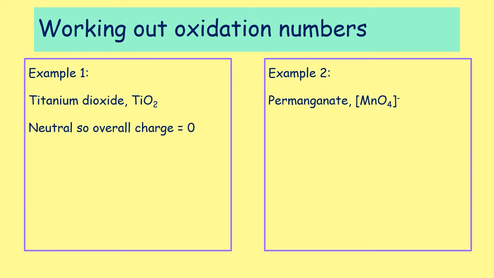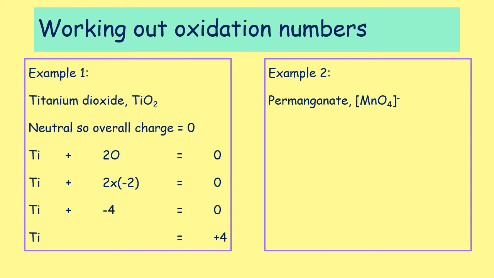Titanium dioxide has a neutral charge, which means the sum of all the oxidation numbers must equal 0. We can just break it down into a sort of algebra. We've got 1 titanium, we've got 2 oxygen, and together they must equal 0. Oxygen always has an oxidation number of -2, so we know that titanium plus 2 times -2 equals 0. Titanium minus 4 equals 0, which means titanium is +4.